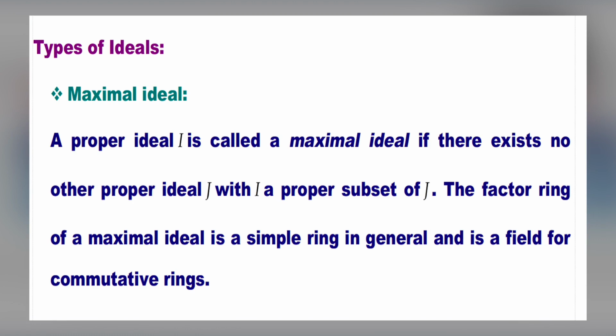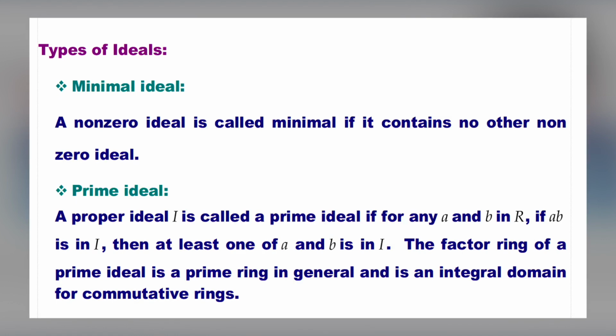A proper ideal I is called a maximal ideal if there exists no other proper ideal J with I a proper subset of J. The factor ring of a maximal ideal is a simple ring in general and is a field for commutative rings. Next one is minimal ideal. A non-zero ideal is called minimal if it contains no other non-zero ideal.